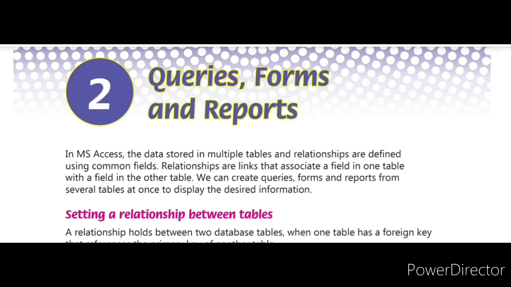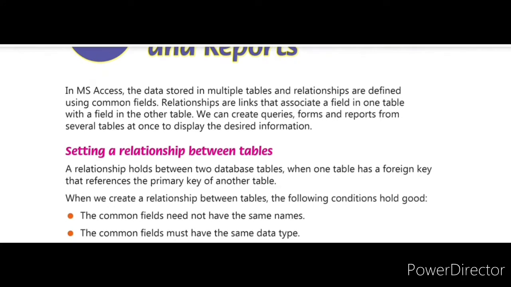So let me recap the things we have studied in the last class. What is MS Access? MS Access is a relational database management system. The data is stored in multiple tables and relationships are defined using the common fields. What is a relationship? A relationship is nothing but the links that associate a field in one table with a field in the other table. So we create queries, forms and reports from several tables at once to display the desired information. Next we have seen how to set a relationship between tables.